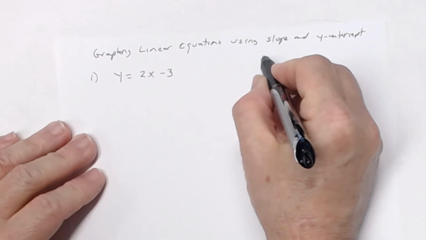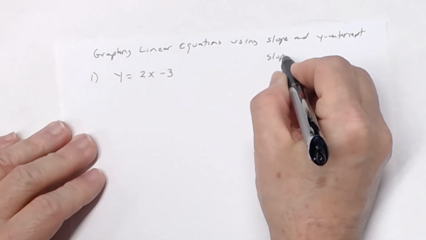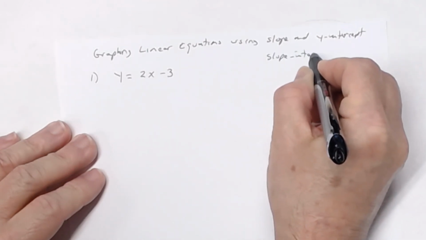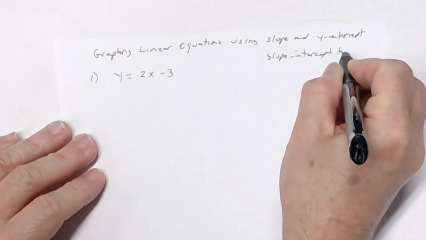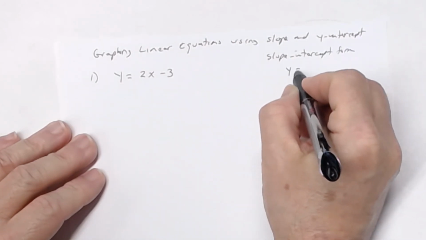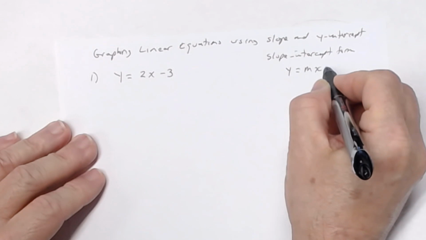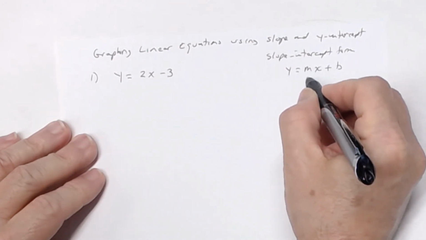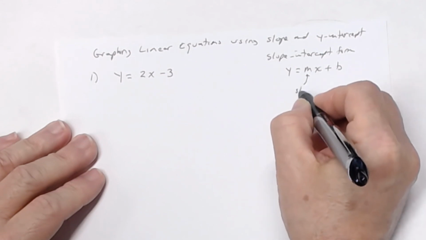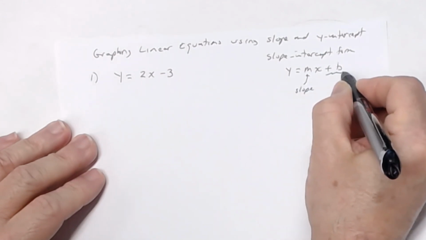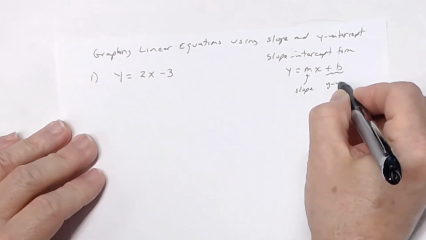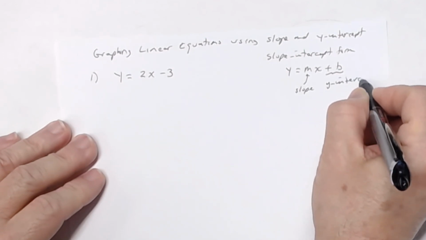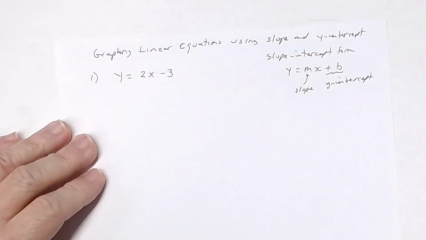Now, slope-intercept form looks like this. Slope-intercept form has this form, y equals mx plus b, where the coefficient of x, that number you multiply x by, is the slope, and this constant is the y-intercept. That's where the graph crosses the y-axis.